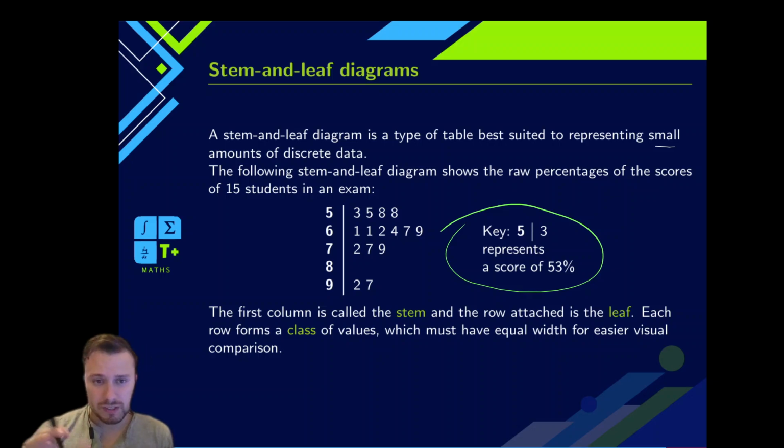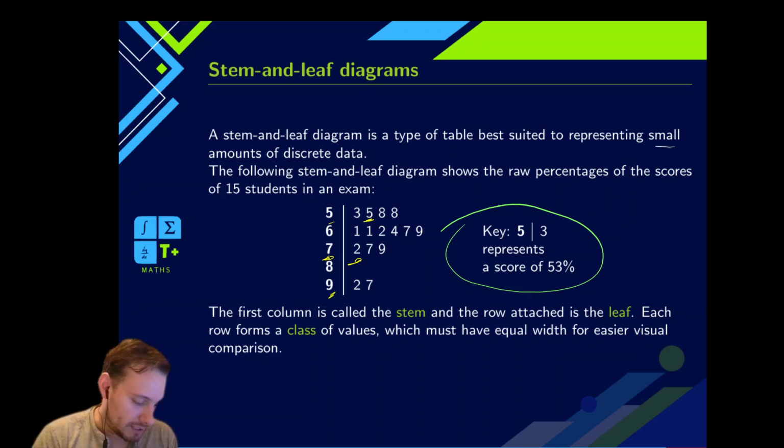So, for example, let's try to understand some of the numbers here. Here we're told that the key is that a 5 and a 3 means 53. So then we can try to make sense of this number. This 5 here, and then we have this other 5 here. That means that there is a 55% somewhere along the exam. Then the same 5, but with this 8, that means that there's a 58 somewhere around. And then we can keep on going. For example, there's a 7, and then there's a 2. That means that there was a 72%. And then this 9 with this 7, that is a 97%.